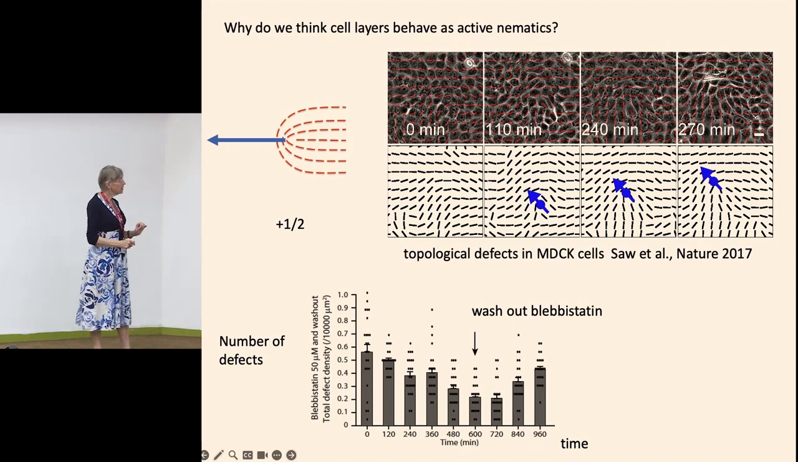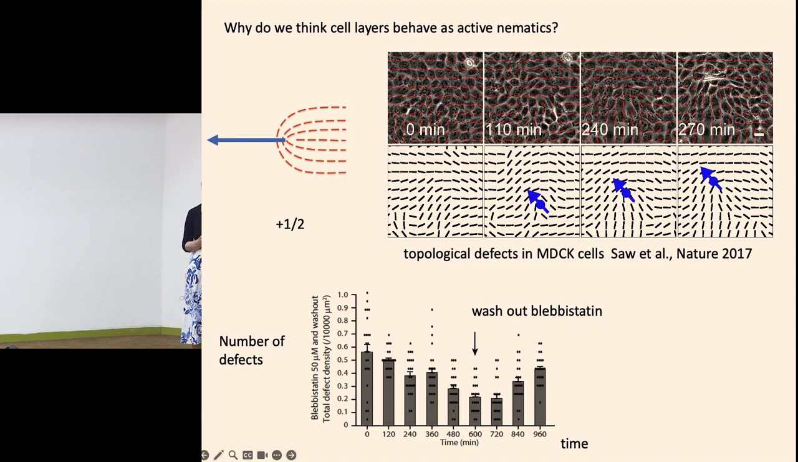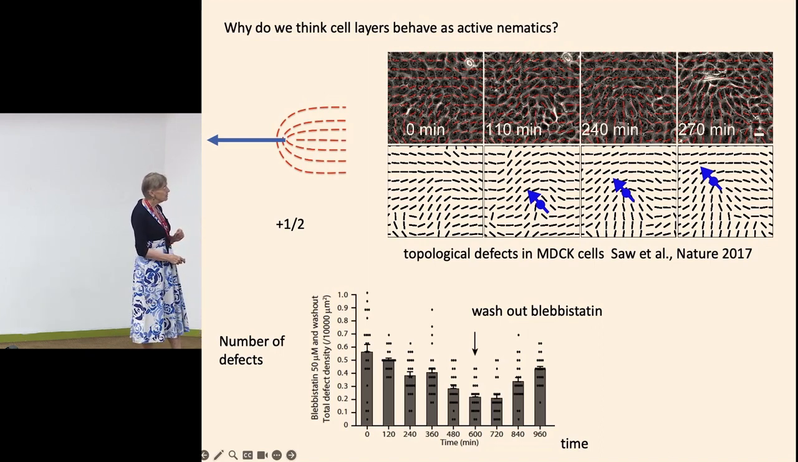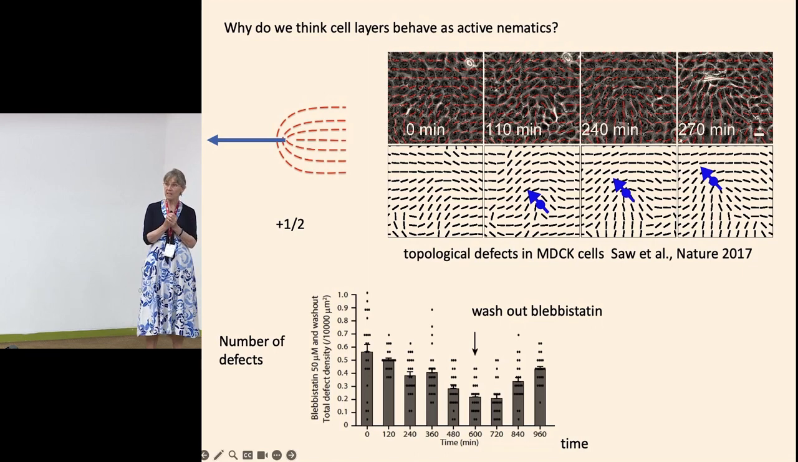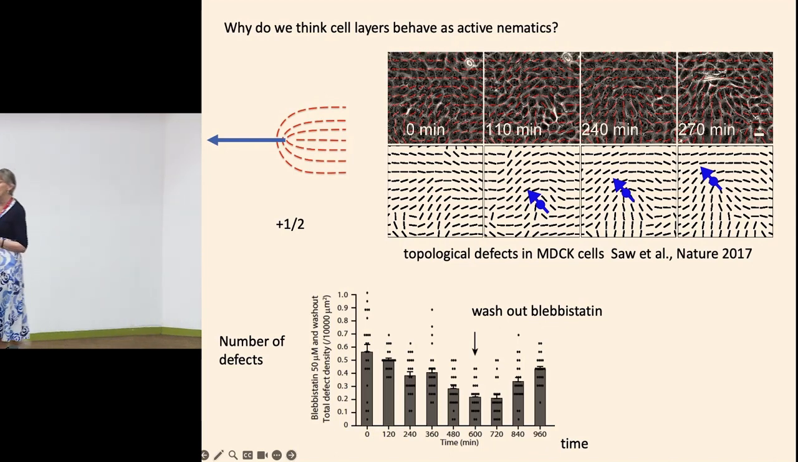What's more, if you count the number of defects as a function of time, what happens is that if you add blebbistatin to these cells at time t is 0, blebbistatin is a sleeping pill for cells, sends them to sleep, makes them passive, not active. The number of defects goes down because they're annihilating and no new ones are being created. And then if you wash out the blebbistatin here, the number of defects increases again. So these really are behaving like the active topological defects you expect to find in active nematics.